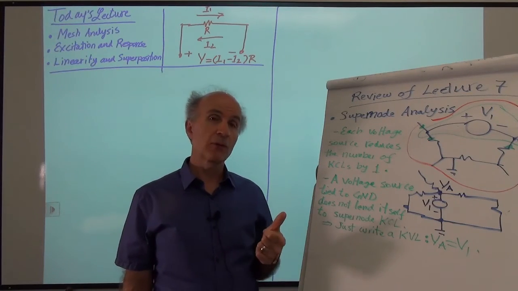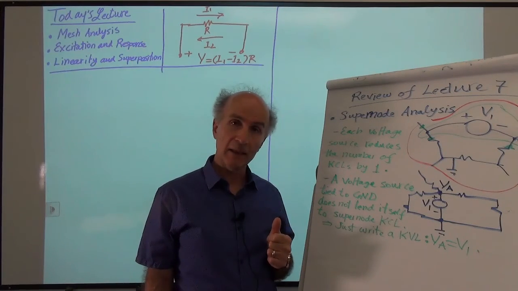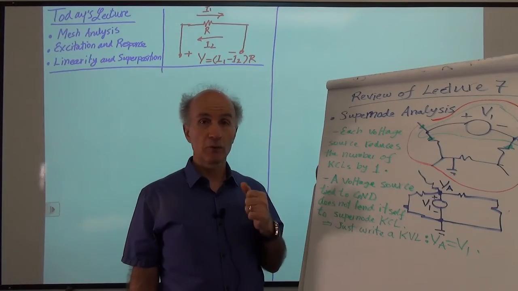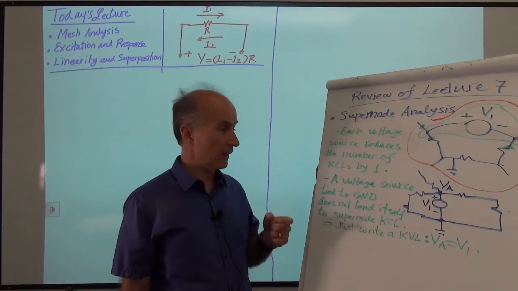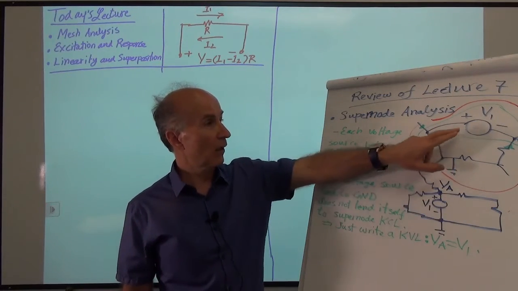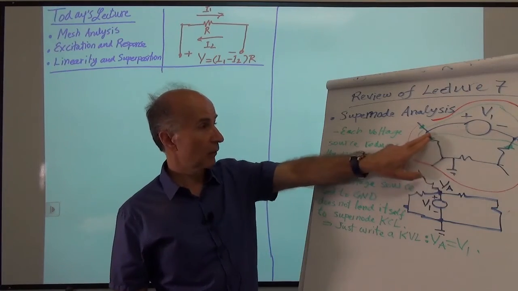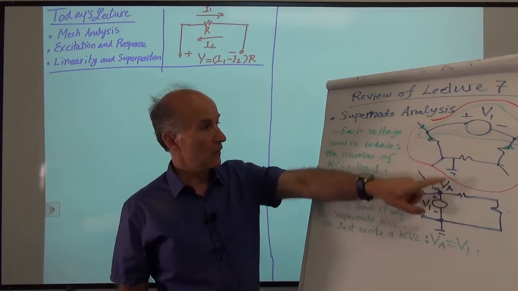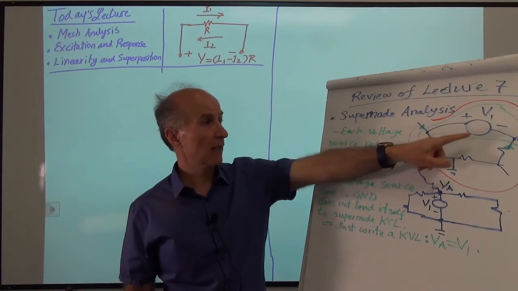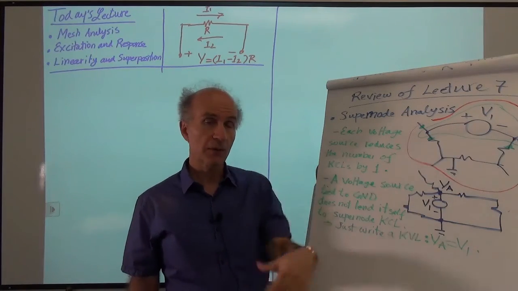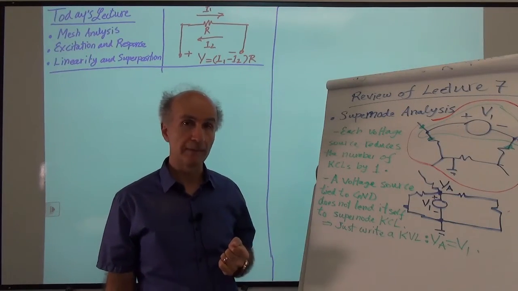Now, because we have a voltage source, we lost a KCL, and that means that we have to be looking for a KVL. And the KVL that we're going to write consists of this voltage source and the voltages at these two nodes. So if I have a voltage here VA, another voltage here VB, and this voltage source, I can write a KVL for those three.